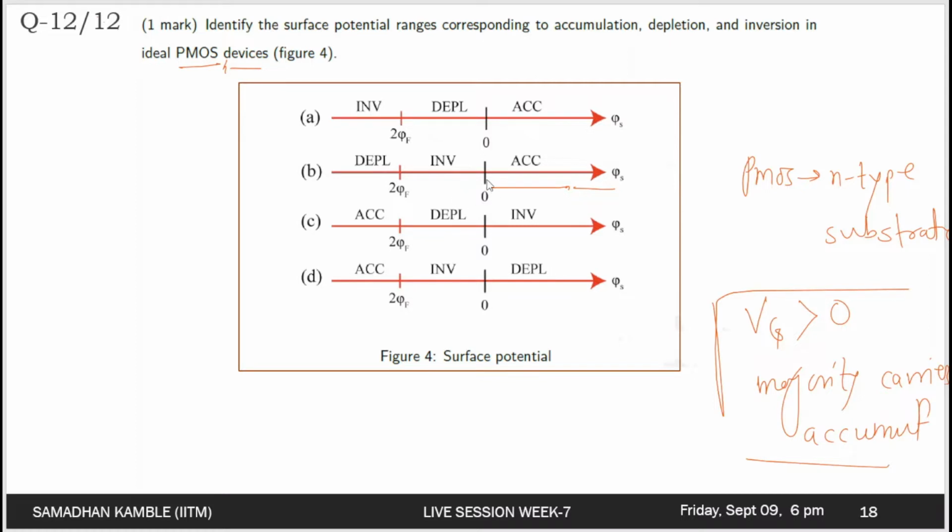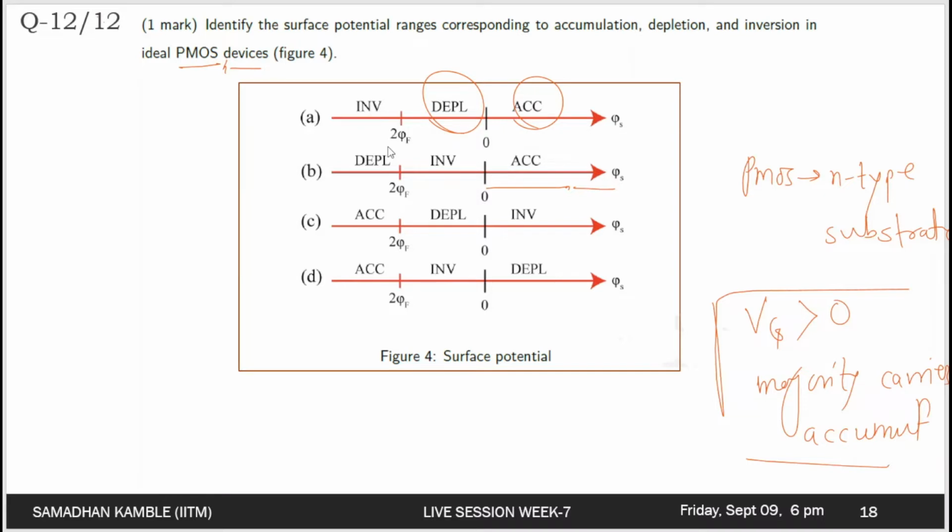If we apply a negative gate voltage, negative Vg, in that case our majority carriers are pushed. The majority carriers are electrons, and they are pushed away from the interface of silicon and the oxide, and that creates a depletion of the majority carriers, leaving us the exposed ions. So in the 0 to 2 phi f case, we get the depletion region, and that happens till a threshold voltage of twice phi f.